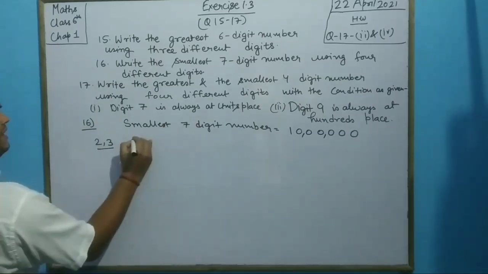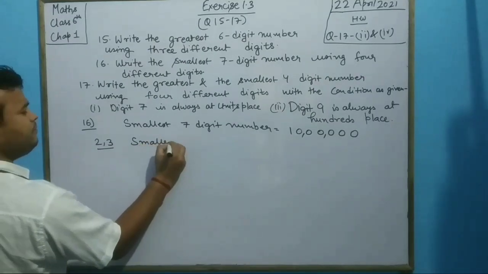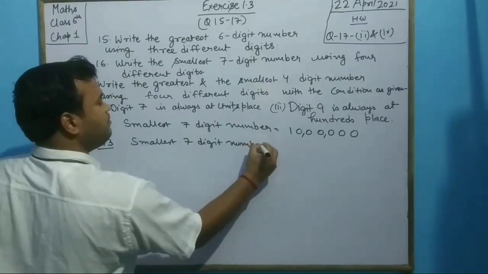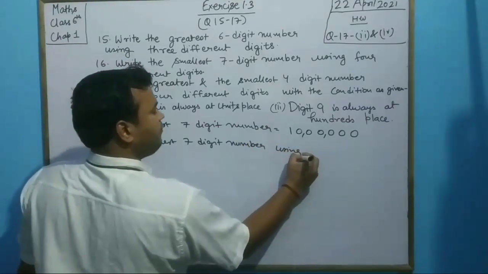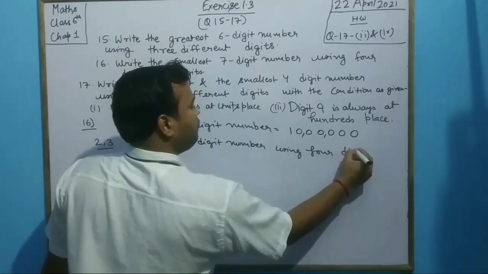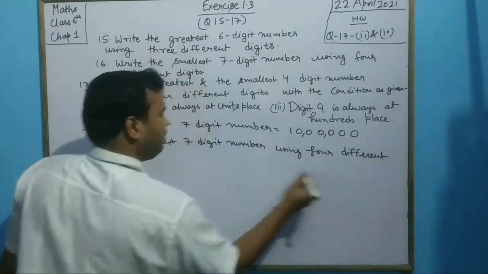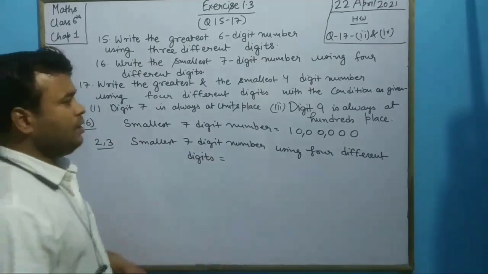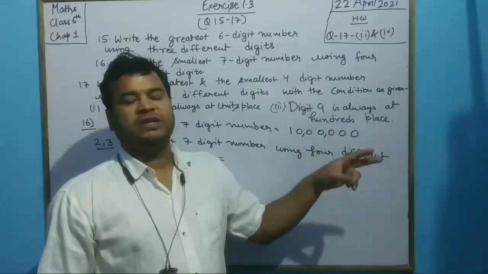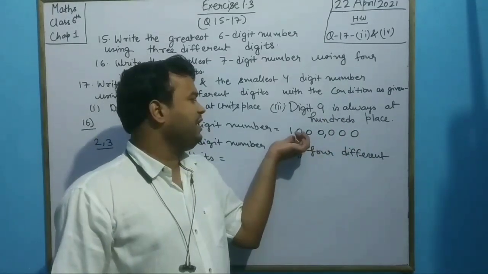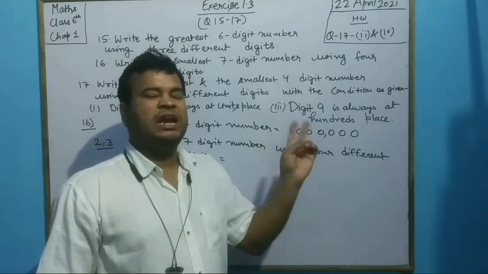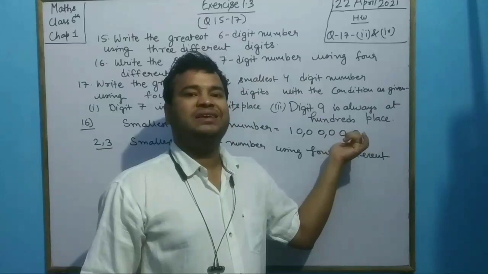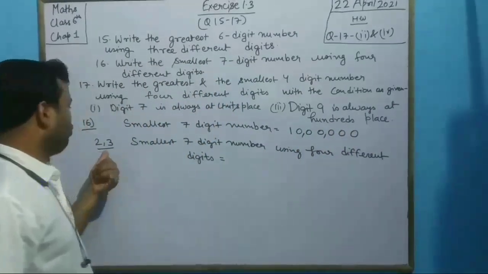So let me write it. That is the smallest 7-digit number using 4 different digits. Okay, now let us see. We have to use 2 different digits, because here itself we already have 2 different digits, 1 and 0. Let's use 2 more digits, or replace the last 2 digits by 2 and 3.